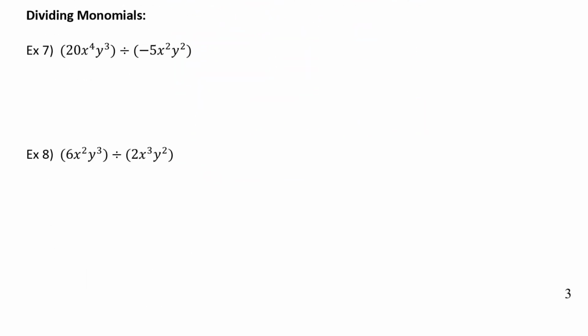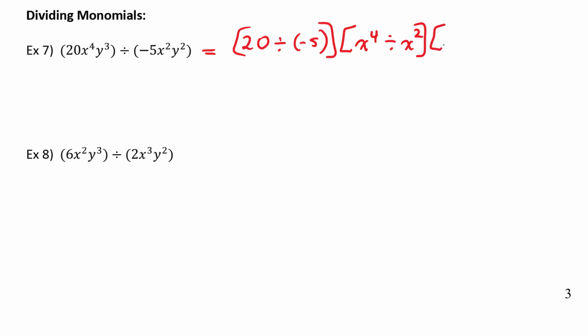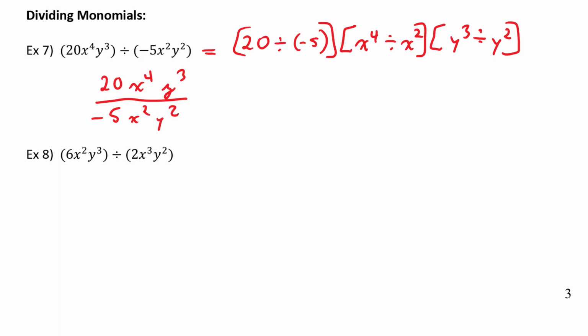Let's see what happens now when we divide monomials. What we do is we divide the coefficients and we divide the variables. So here we get 20 divided by negative 5, multiplied by x to the 4 divided by x squared, and then we get y cubed divided by y squared. If it helps you, you can also write it in this fashion: 20x to the 4 y cubed divided by minus 5x squared y squared. These two things mean the same thing.